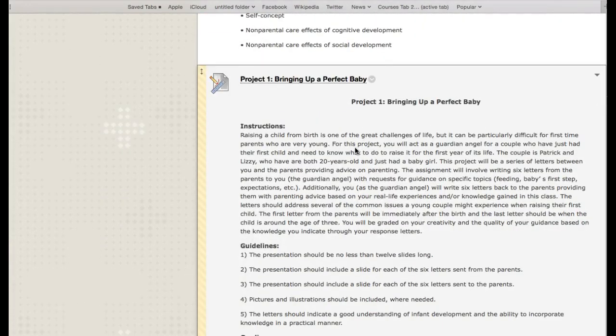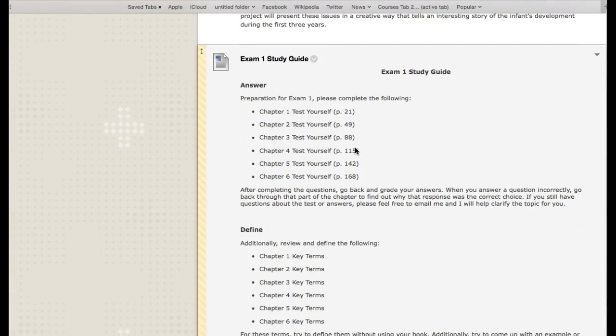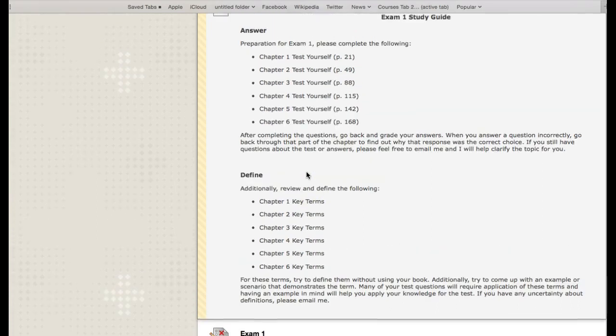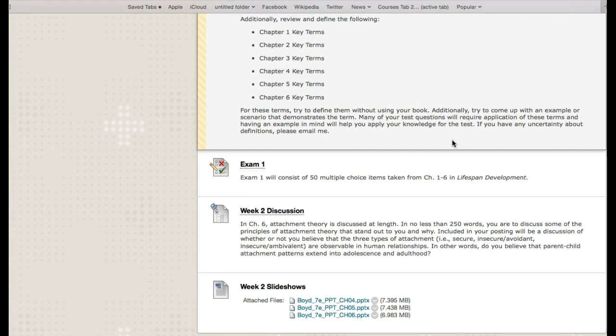If you have any questions, please feel free to email me, and I will get right on those questions for you. You also have an exam due this week, and that is also due Sunday at midnight. This exam will cover chapters 1 through 6, and this exam study guide gives you a little reference in terms of what to study for the exam. It gives you key terms. It allows you to test yourself on the material, and it can be very helpful for you in terms of making a good grade on your first exam. This exam is 50 multiple choice questions over chapters 1 through 6.